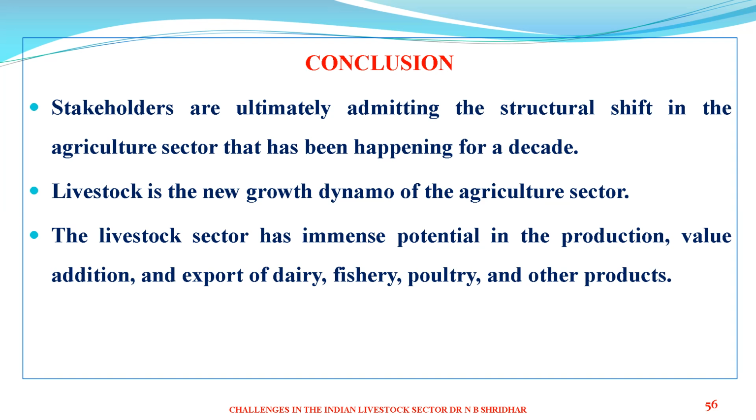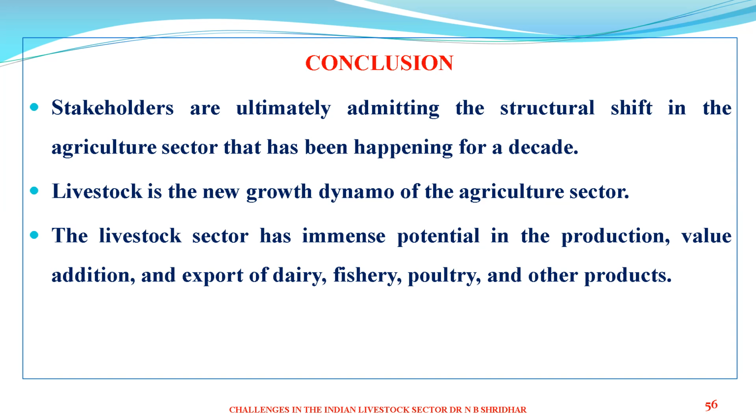Coming to the conclusion, stakeholders are ultimately admitting the structural shift in agriculture that has been happening for a decade, and livestock is the new growth dynamo of the agriculture sector, and it is not remaining just an agriculture and allied sector. It is also adding directly to the agriculture sector in the form of manure, and also very good quality milk and meat for human beings.